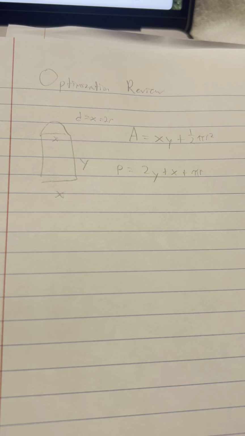Well, because the radius is half of the diameter, we know that this full diameter is x. So we know that the diameter is equal to x, which is equal to 2r. So what we can do is replace r, right? That gives us that r is equal to 1/2 x. So we can just do this instead: the area is equal to xy plus 1/2 pi times (1/2 x) squared. And then down here, the perimeter is 2y plus x plus pi times 1/2 times x.